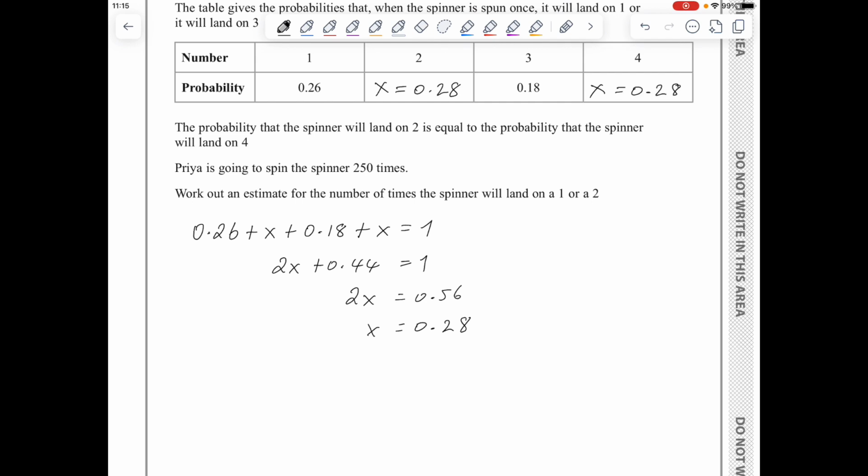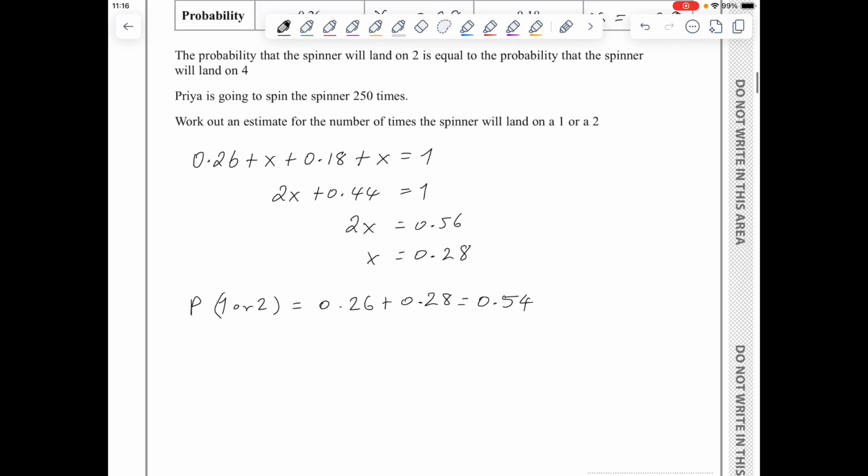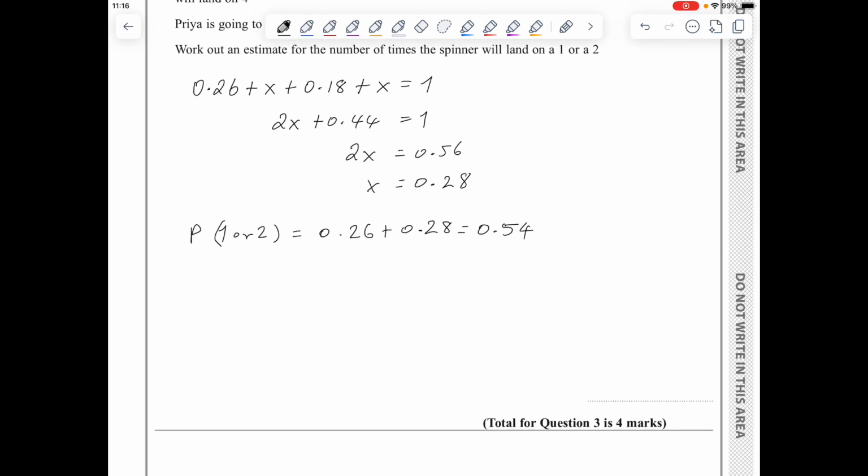So now the probability of getting 1 or 2 is equal to 0.26 plus 0.28, which gives me 0.54. So the expected number of times we'll get 1 or 2 is equal to 250 times this probability, which gives me 135.